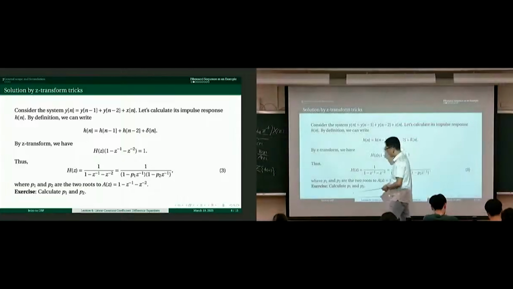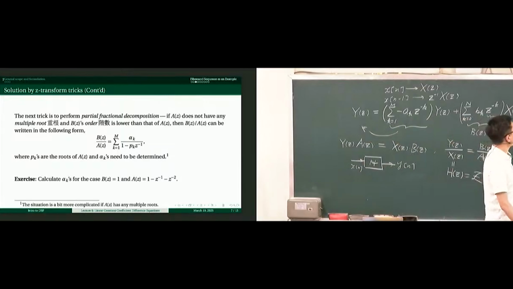Then the next trick has a name. I said this really is a trick, but if you prefer, it has a name. The trick is called partial fractional decomposition. And what is that? So remember that this is H of z, right? B divided by A, that's H of z.